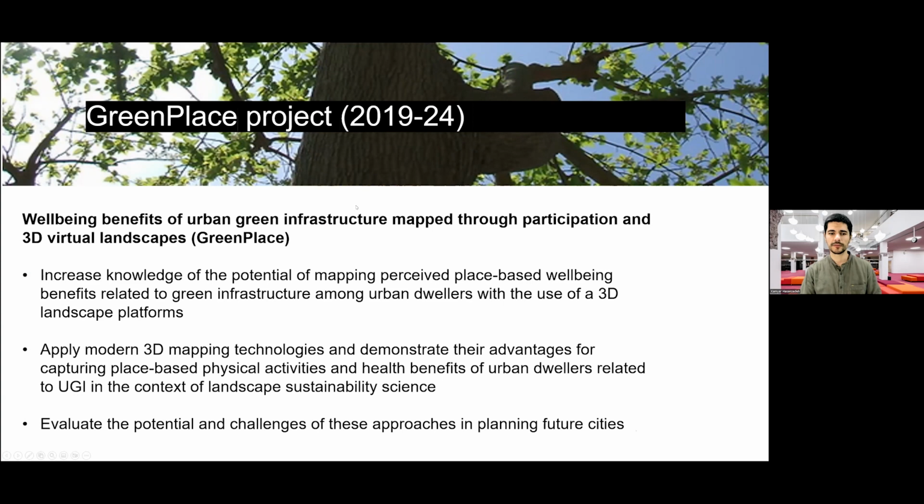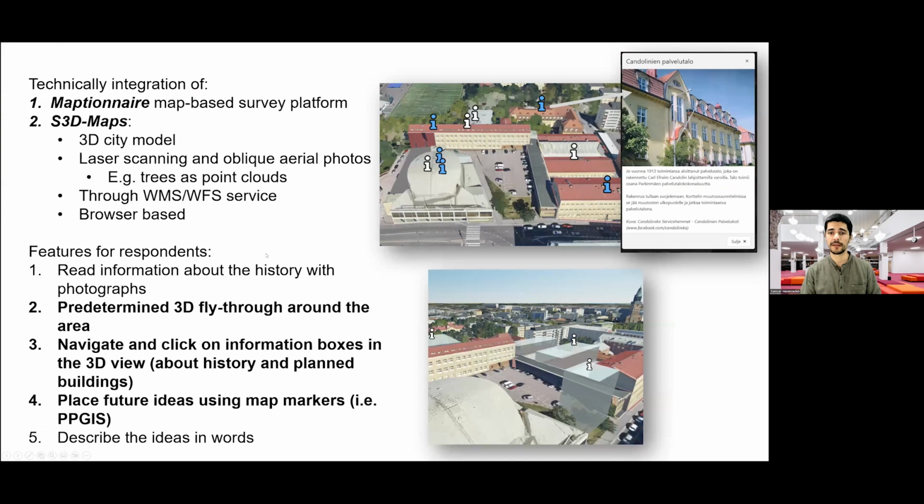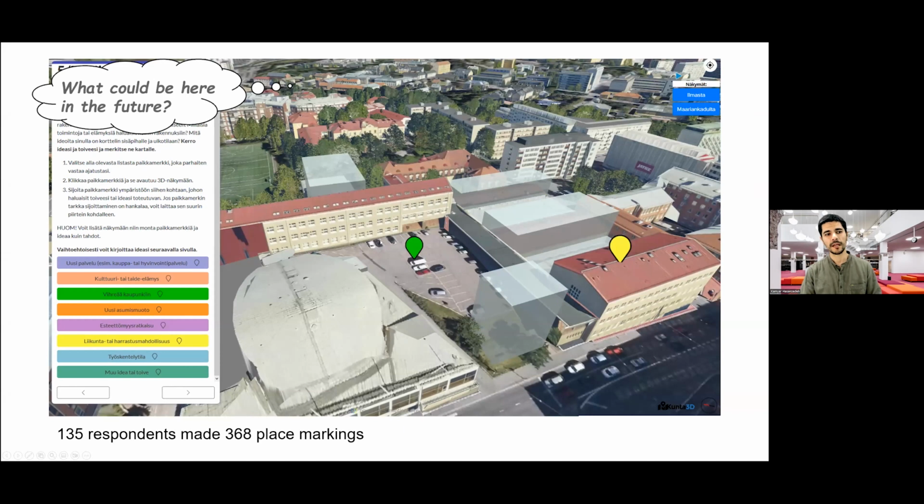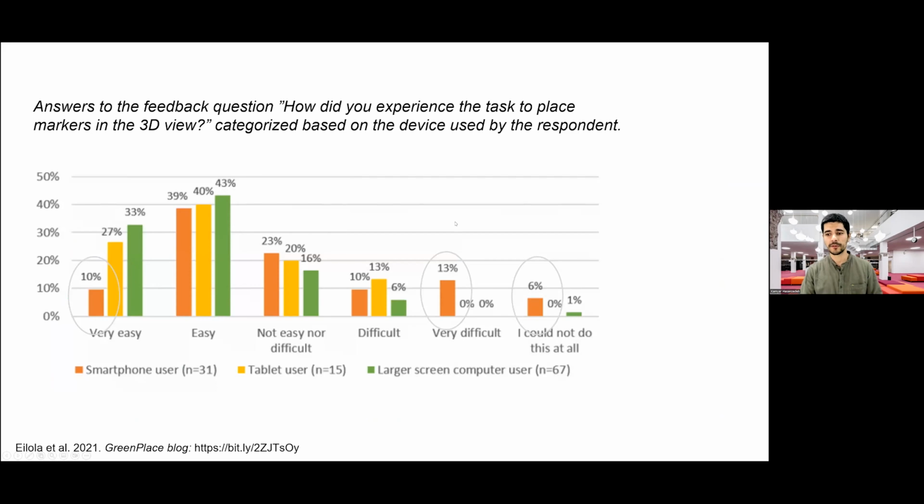Green Place project. So this was an Academy-funded project, and we explored how PPGIS can be done using 3D visualization. It was a collaboration between University of Turku, Maptionnaire, the spin-off company from Aalto University, and a company that helped us with the 3D work. The data was collected from a small pilot study from one city block called Aninkainen in Turku. We collected data from a small sample of 135 people, and we explored their feedback.